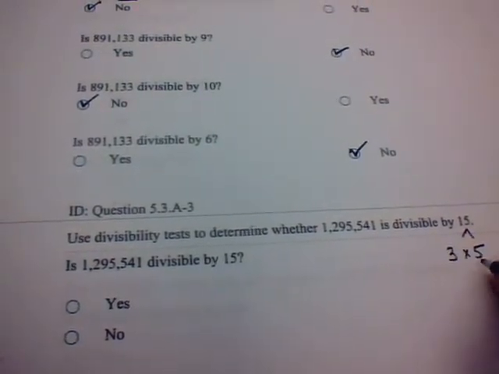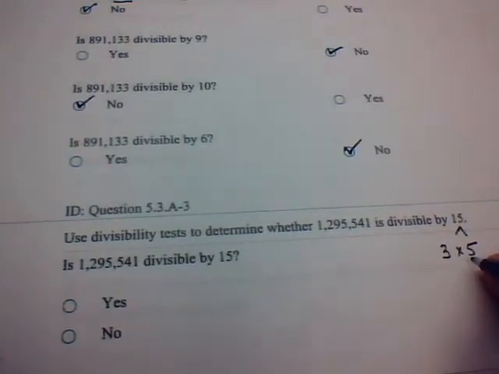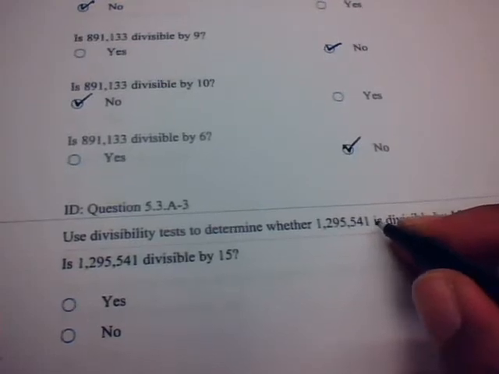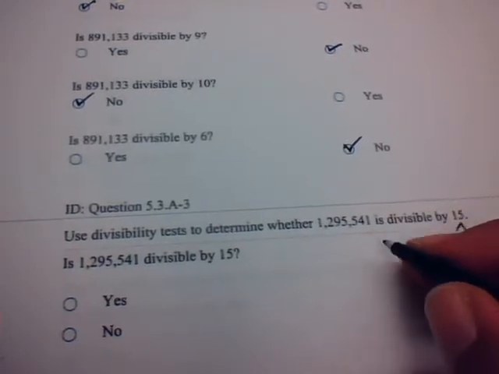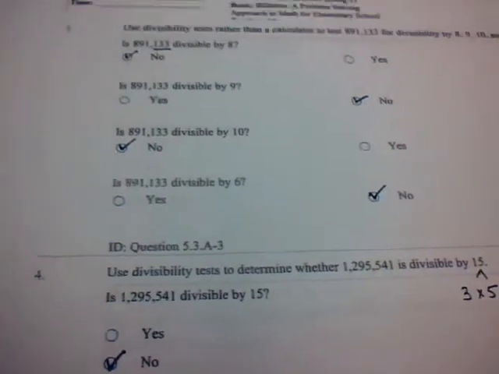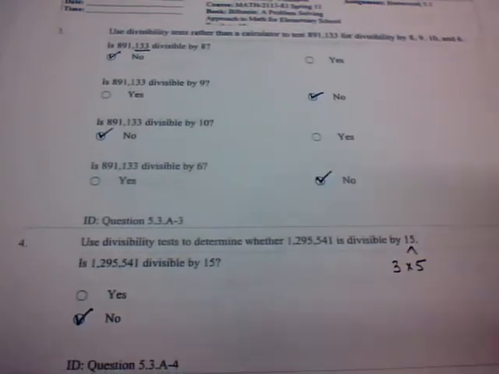By 5, the last digit must end in 5 or 0. In this case, it ends in a 1. So automatically, this number would not be divisible by 15, because it's not divisible by 5. So the answer there would be no.